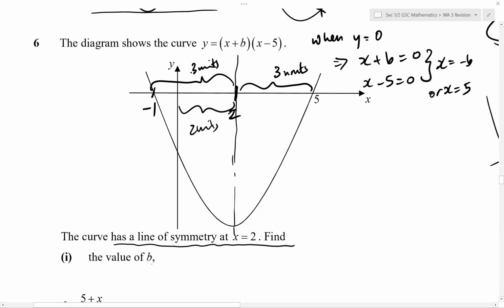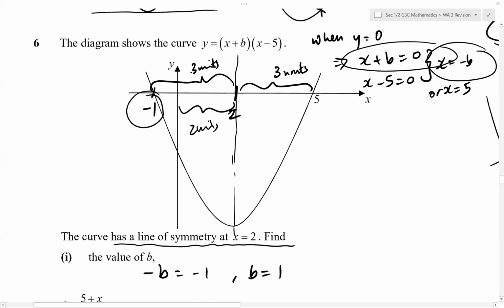Earlier on we solved already. x plus b equals 0, x equals negative b. This is my value of x. So negative b equals negative 1. b equals 1. Our b value is 1. It is not negative 1.